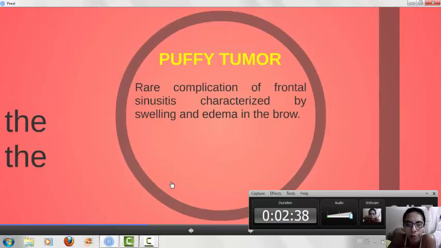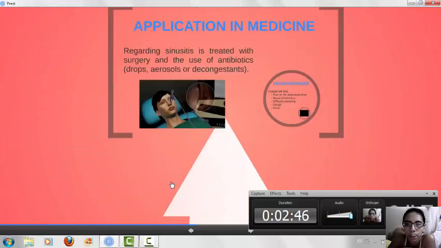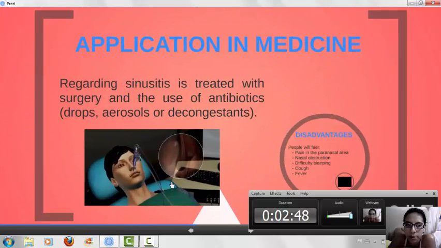Puffy tumor. A rare complication of frontal sinusitis characterized by swelling and edema in the brow. Treatment. Sinusitis is treated with surgery and the use of antibiotic drops, aerosol, or decongestant.